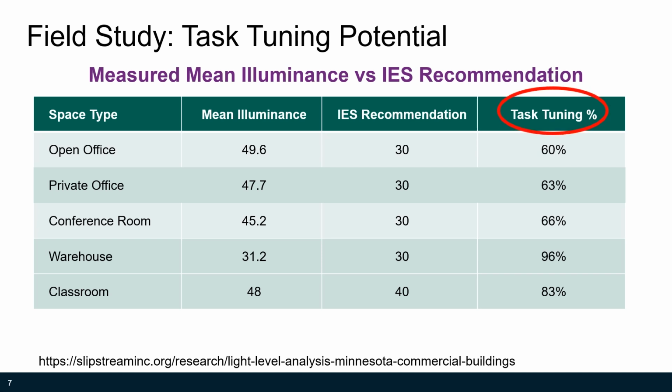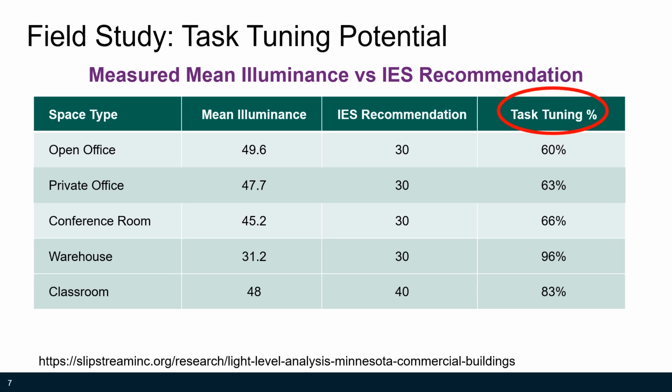The task tuning percentage is the maximum lighting power limit. Note that implementing a task tuning percentage of this amount would bring the actual and recommended light levels into alignment. You'll note that for all space types, the mean measured illuminance was higher than the IES recommendation, indicating in several instances significant opportunity to both capture energy savings and improve lighting quality by minimizing the potential for glare from overlit spaces. However, care should be taken when implementing task tuning to understand the user needs of a given space.